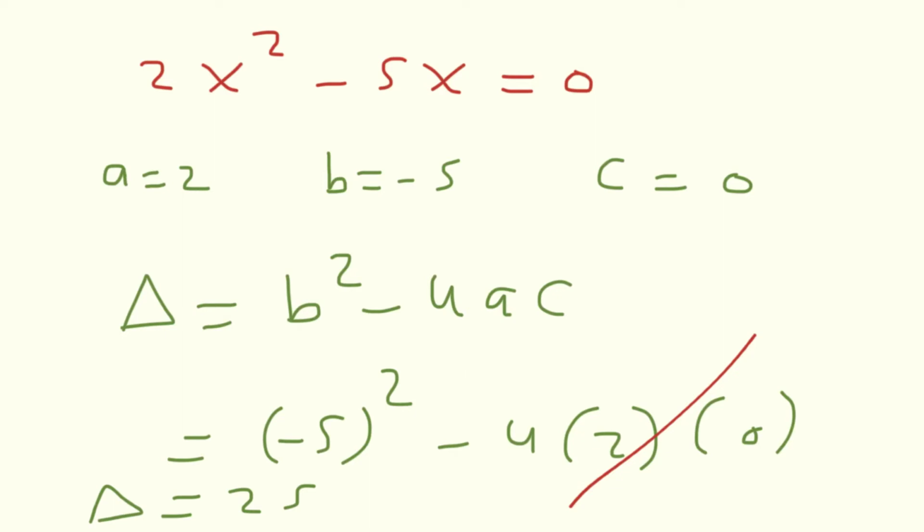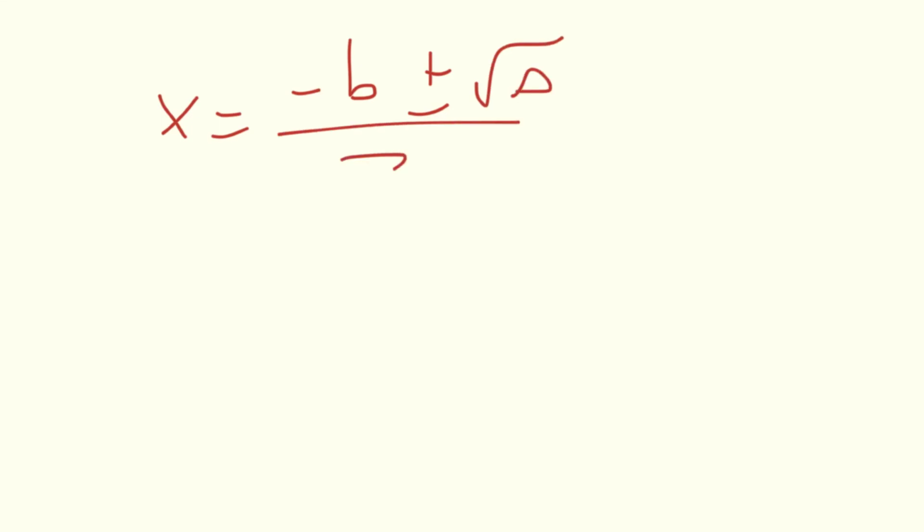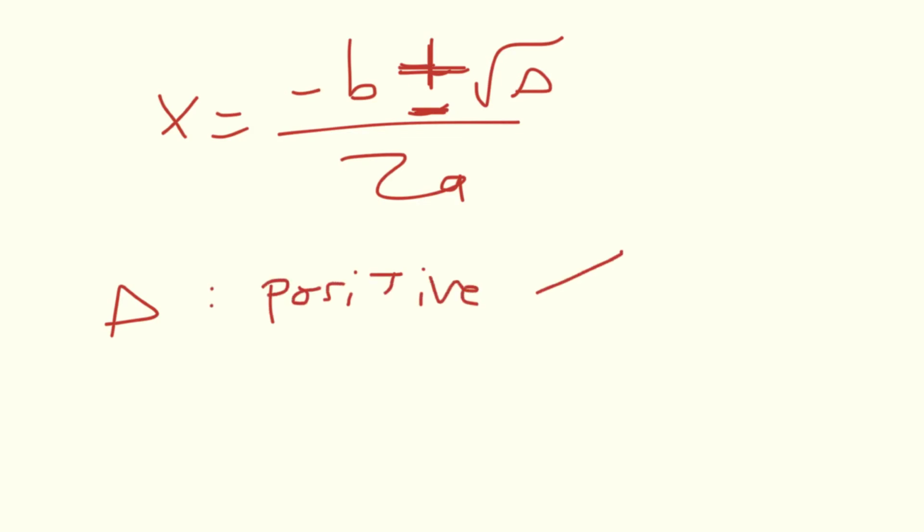And when delta is a positive number, like in this case, it means we're going to have two solutions. Now let's look at the rule again for x equal to minus b plus or minus the square root of delta over 2a. So two solutions, one was plus the square root of delta, which is 5, and one was minus. So whenever delta is positive, then you're going to have two solutions.